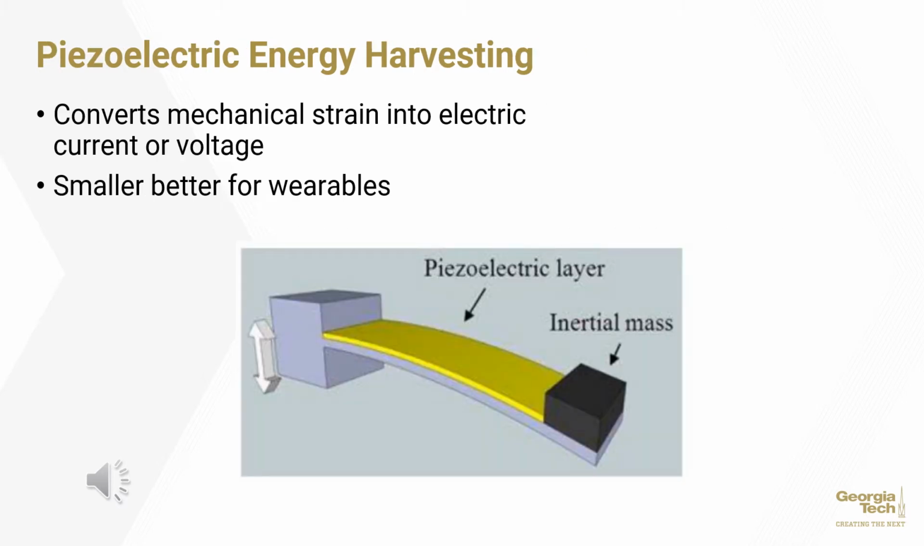Piezoelectric energy harvesting is where the energy from bending or straining a material mechanically produces a current or voltage. This works where an inertial mass moves or vibrates or oscillates from motion, causing a piezoelectric material layer to bend or flex back and forth, resulting in an alternating voltage output. These are much smaller and lighter and are much more promising for handheld and wearable devices.